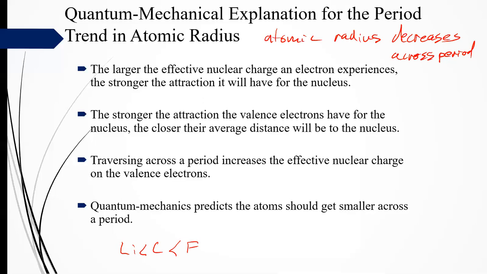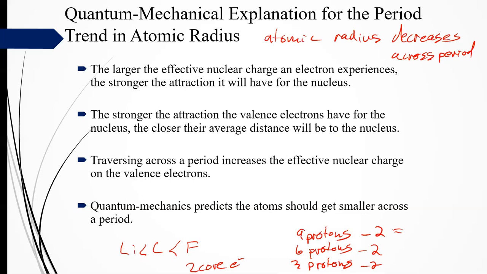The reason for this is that all three of them have the same number of core electrons. They all only have 2 core electrons. But fluorine has 9 protons. Carbon has 6. Lithium has 3. So when we subtract those 2 core electrons, our Z effective becomes a +7, a +4, and a +1. Now, the closer that you are, the stronger the attraction is.